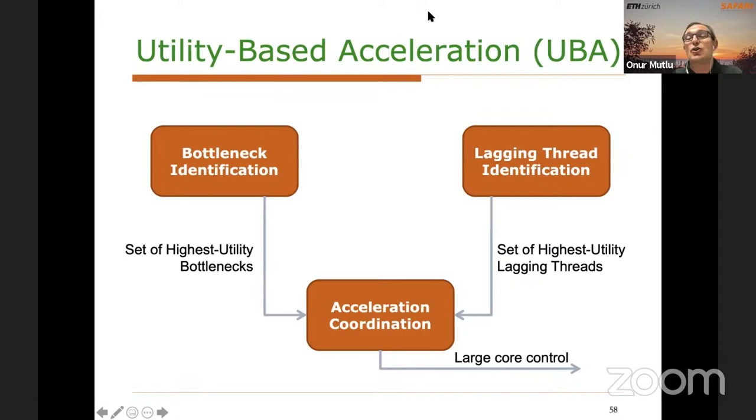In this case, our goal was highest performance overall in the system. So the large core gets granted to the highest utility function, either bottleneck or lagging thread, at any given point in time. But if you have multiple large cores, your large core control can consider multiple different types of applications as well.